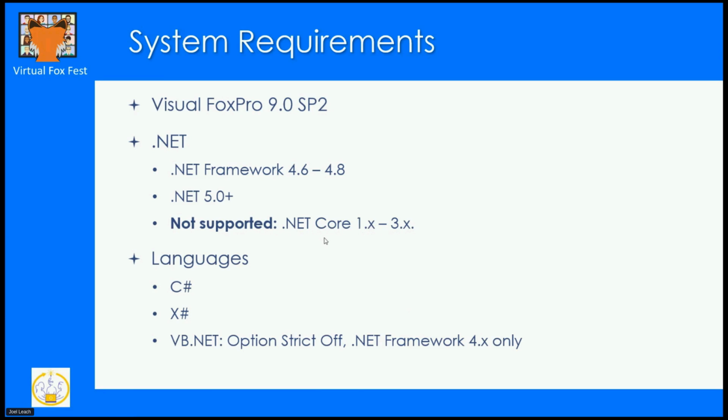As far as language support, C# and X# both work. So we're going to show an X# example later. VBNet works with some limitations. You have to have option strict off. And I found that it only worked with .NET Framework 4.x. So apparently those additional COM features they added in .NET 5 were only for C#. So VB is left out in the cold a little bit there, but maybe that'll be handled in a future version of VB.